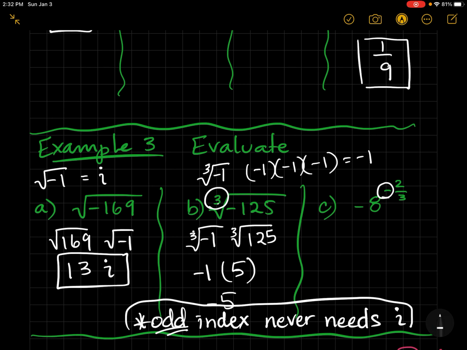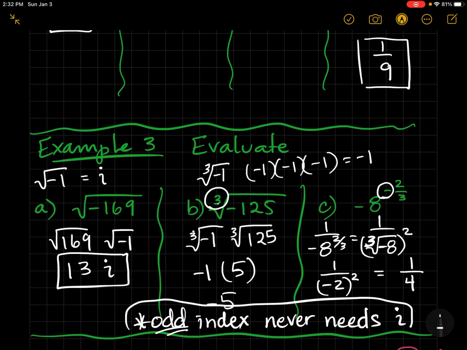This means reciprocal. So that's 1 over negative 8 to the positive 2/3. And now I'm looking at the cube root of negative 8 squared. So the cube root of negative 8, that's just negative 2. Remember, no i needed. Just leave it negative. If it's negative here, you make it negative here. And now we still have our square. And so that would just be 1/4 because negative times negative is positive.